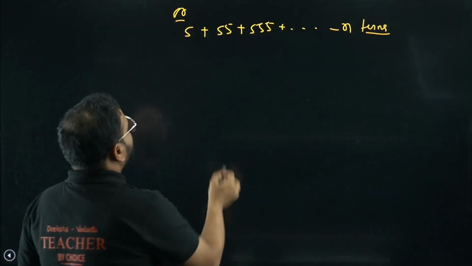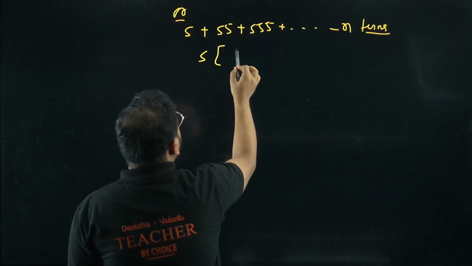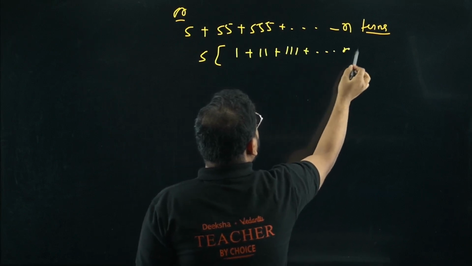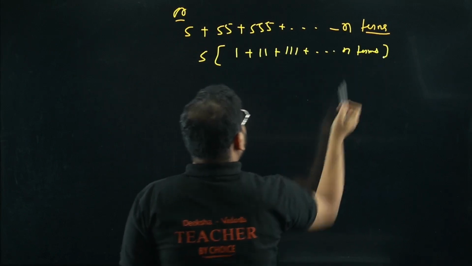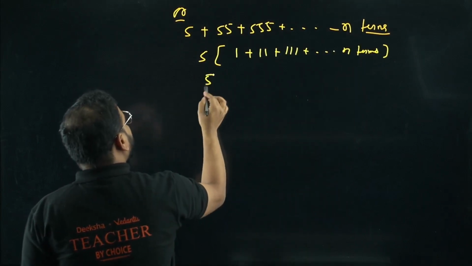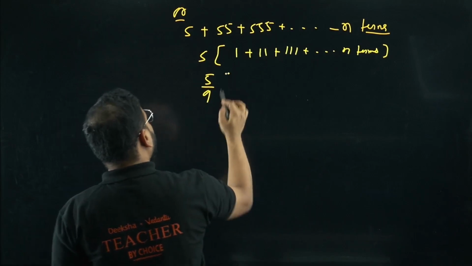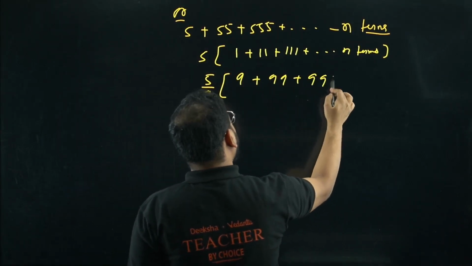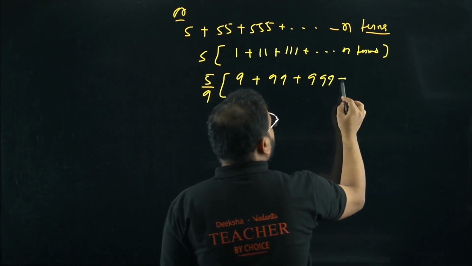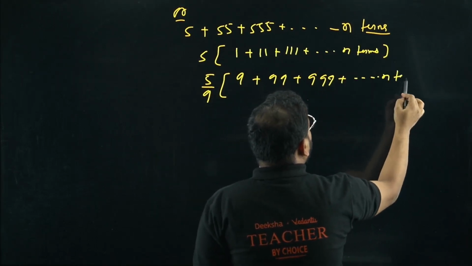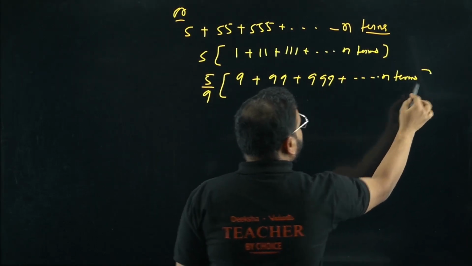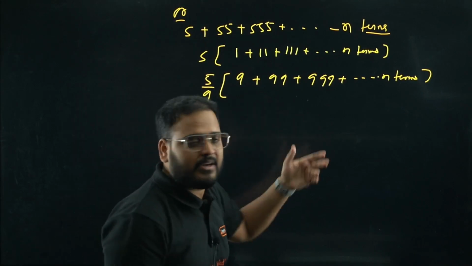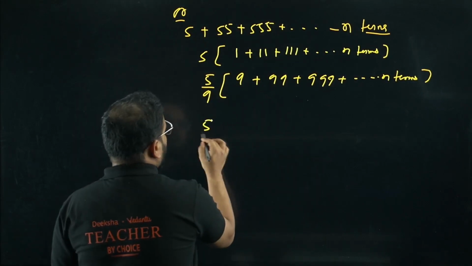Check this out. Do one thing, take 5 common. You'll get 1 plus 11 plus 111 till n terms, right? Do one thing, multiply and divide by 9. So 5 by 9 here, and multiply 9 inside: 9 plus 99 plus 999 plus up to n terms. Now check this. I'm trying to make an AP actually. That's why. Have a look.